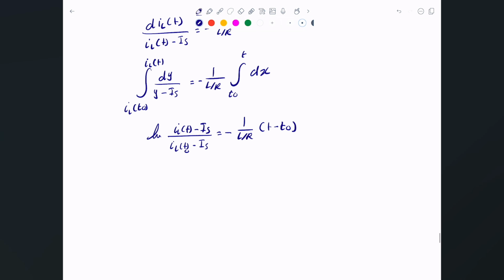We take the exponent of both sides, and we have IL of t minus I of S divided by IL of t0 minus I of S equals e to the negative 1 divided by L over R times t minus t0.